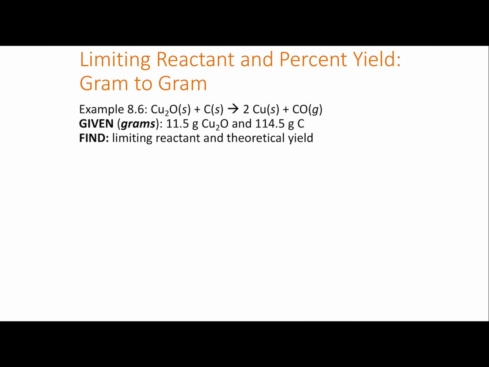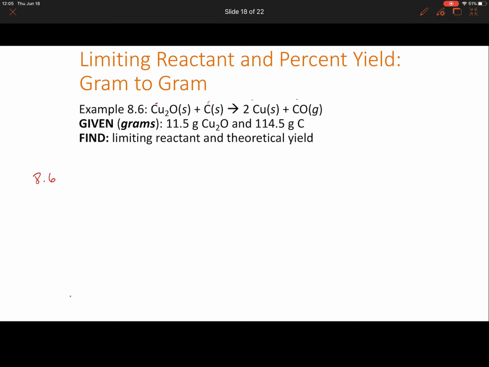Okay, so let's start. First we should see if it's balanced. 1 carbon, 1 carbon, 2 coppers, 2 coppers, an oxygen, an oxygen. Okay. We've got 8.6. Oh no, that's not right at all. We don't have 8.6 anything. Sorry. We've got 11.5 grams of copper 1 oxide, and we've got 114.5 grams of carbon.